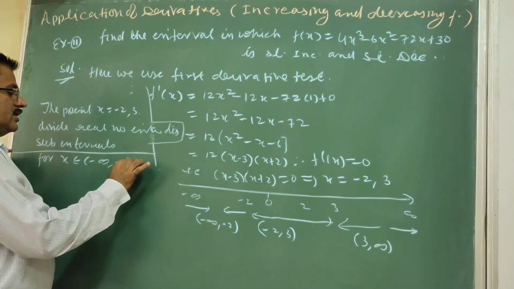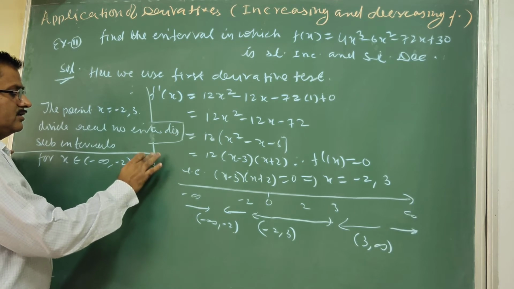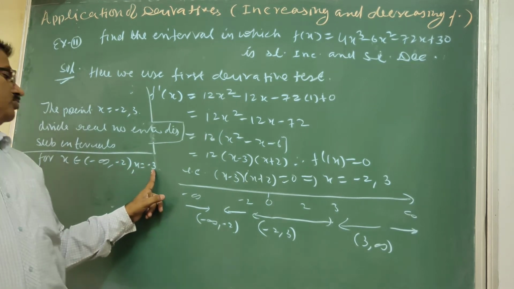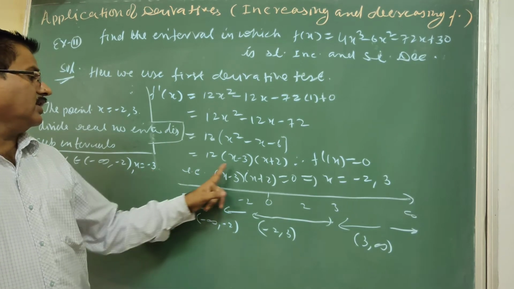Clear? You do not need to write it. You can only mentally solve the problem with x equal to minus 3. So if you take this is minus 3, then this is 0.